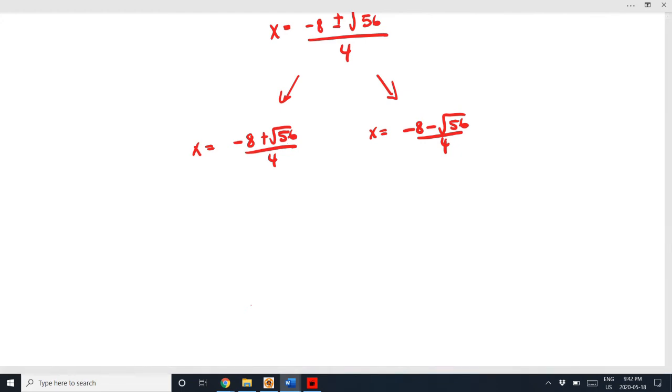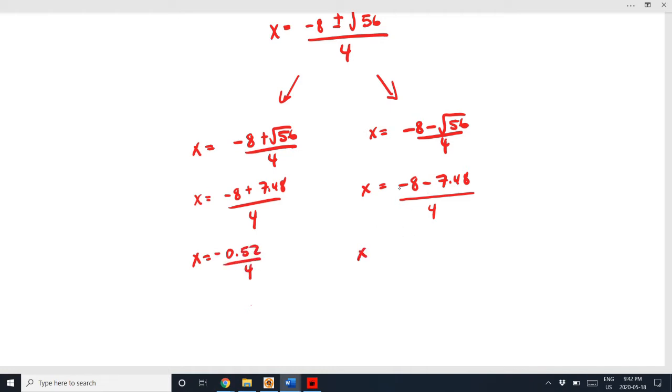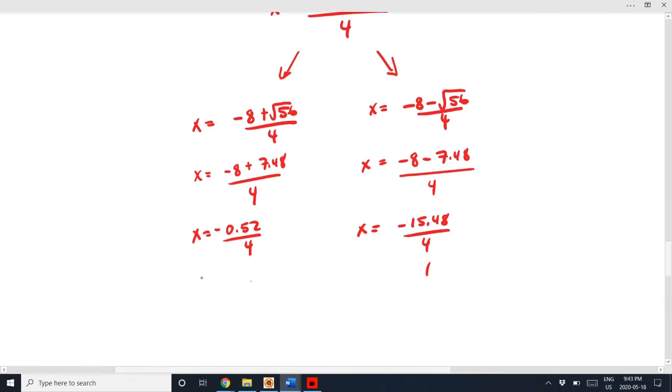And so we could actually calculate what the square root of 56 is. If we do that, we're going to get the square root of 56 is going to be positive 7.48, divided by 4 on this side. And on this side, we're going to get -8 minus 7.48. And these we can just calculate to get our numbers here. So let's do this. -8 plus 7.48, that's -0.52, divided by 4. And on this side, if we do -8 minus 7.48, we're going to get -15.48. And we're just going to divide both of these by 4 to get our final x values.